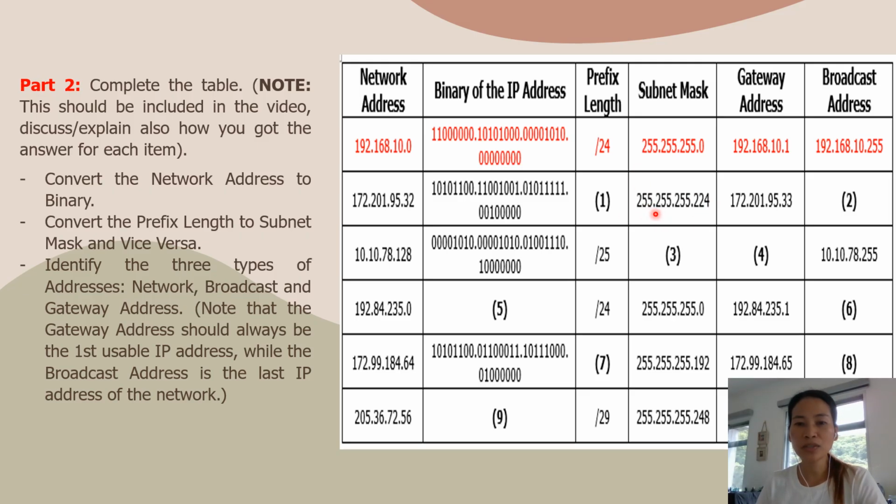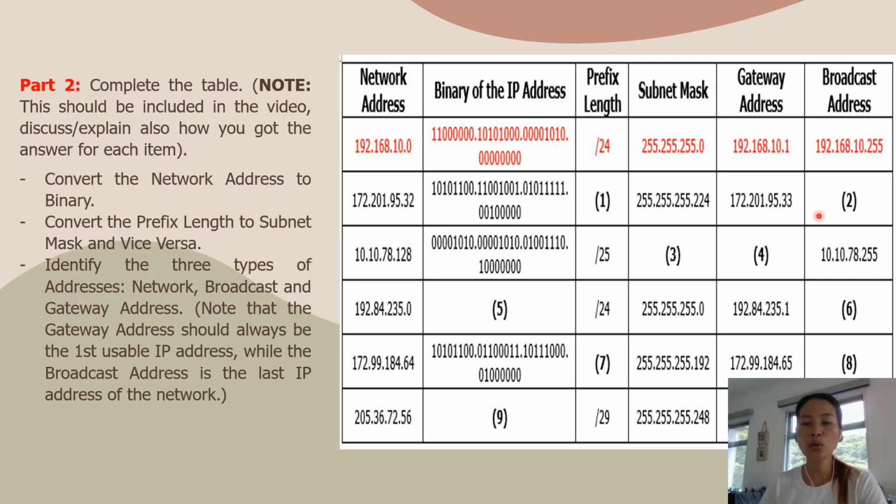Since this is 255, that means it has 8 ones. So 8, 16, 24, and then the 224 is 128 plus 64 plus 32. So that means it has 3 ones. So that means 8, 16, 24 plus 3 ones from here equals 27. So my answer to number 1 is slash 27.